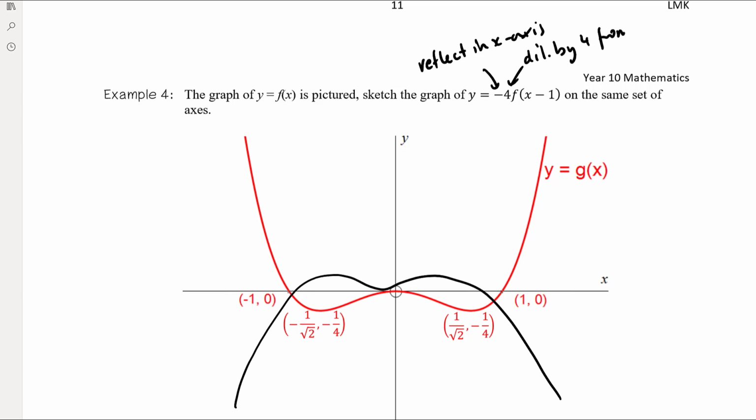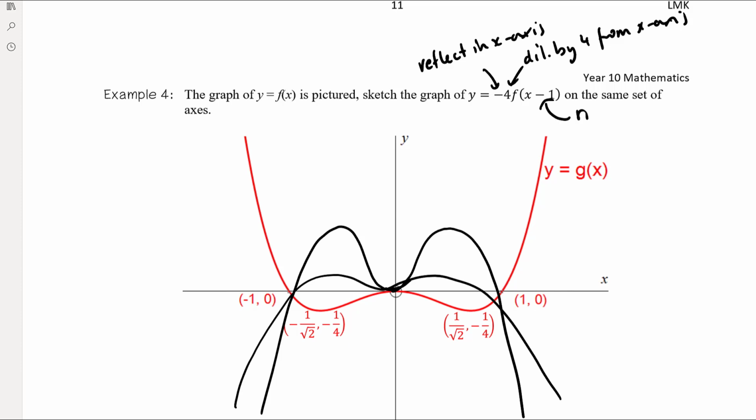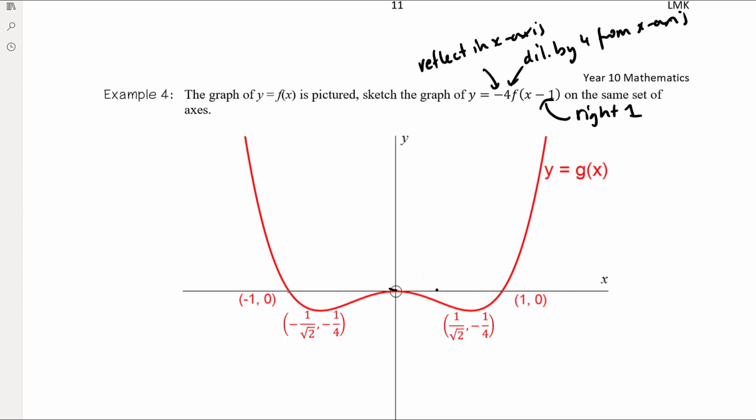from the x-axis, so all the y coordinates get multiplied by 4. So it's going to be taller and thinner. And then we're going to go right by 1, so we're going to move it across by 1. Right, so let's do that to each of the points to get them in the right place.